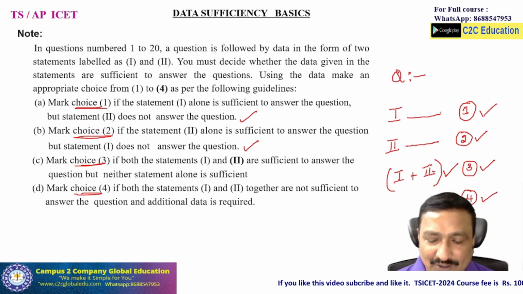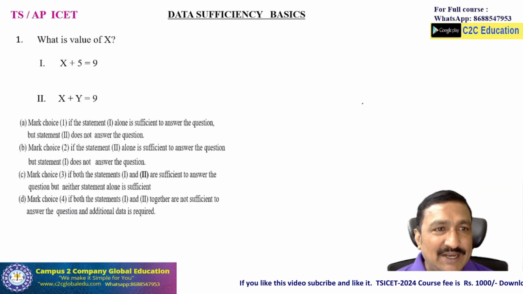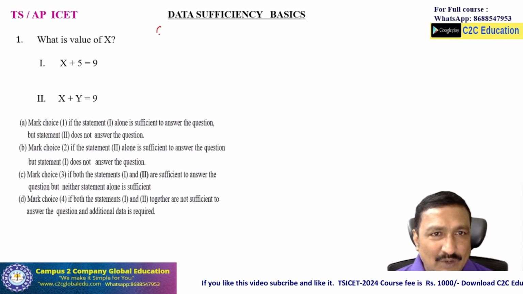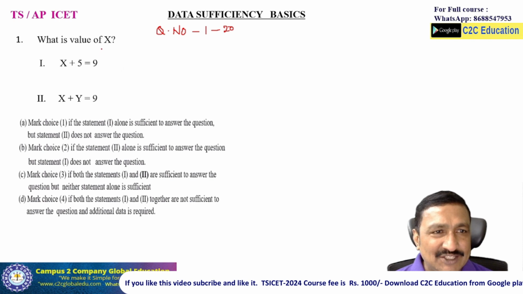Now we are going to discuss some basic level questions. Generally in ICET they will give the structure like this: question number 1 to 20, whether it is APICET or TSICET, from question number 1 to 20, they will give the structure like that.